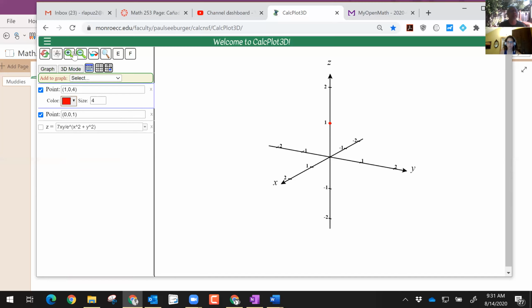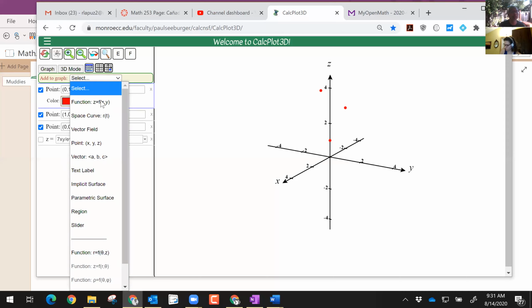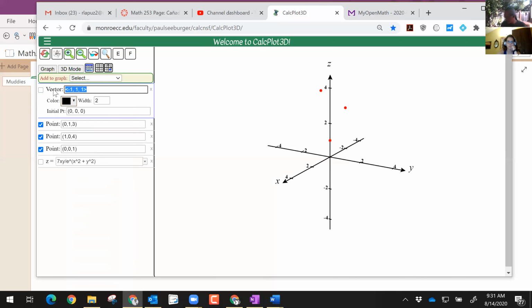Can't see it, so we need to zoom out just a tad. Oops, that's in. There it goes. And then another point. So we got those points. Let's do vectors. We found a vector. What was that vector? The first vector?